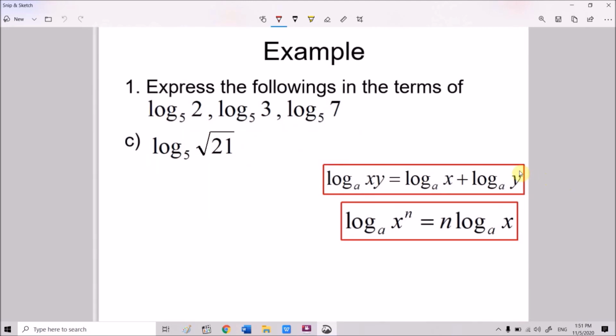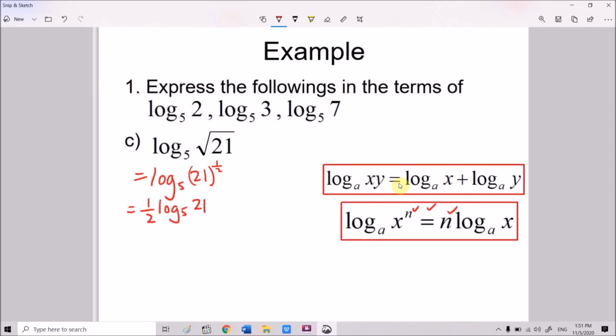We have log base 5 of the square root of 21. Okay, so the square root here, we need to change this to the power. So remember, the square root is power of 1 over 2. And from this power law here, we can place the n in front. So we place 1 over 2 here in front. We have 1 over 2 log base 5 of 21.